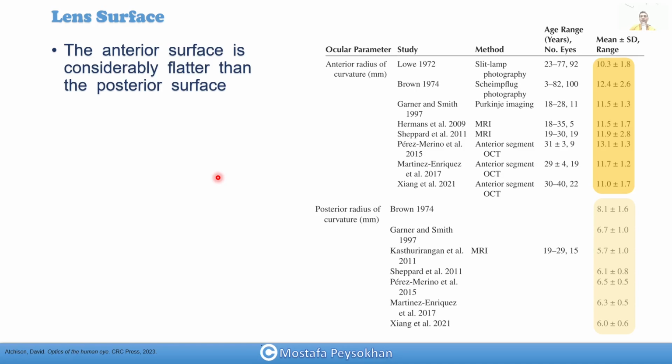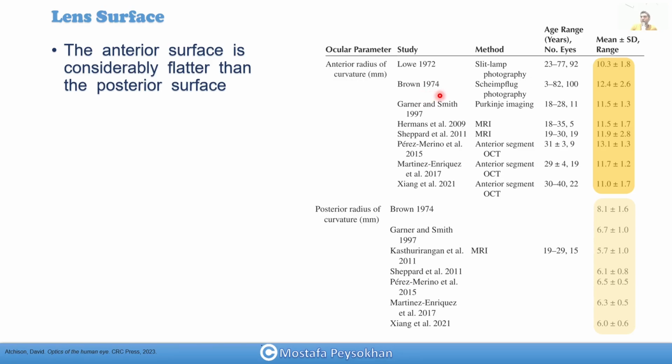So what does it mean? When we say the surface is flat, it means that it's close to a window. So the radius of curvature is bigger. You can see, for example, here we have a study from 1972 by this study group, Brown, and the method they used was slit lamp photography, with ages between 23 and 77, and they studied 92 eyes. The mean plus or minus the standard deviation of the anterior radius of curvature was 10.3 plus or minus 1.8. So it's in the range of 10.3.